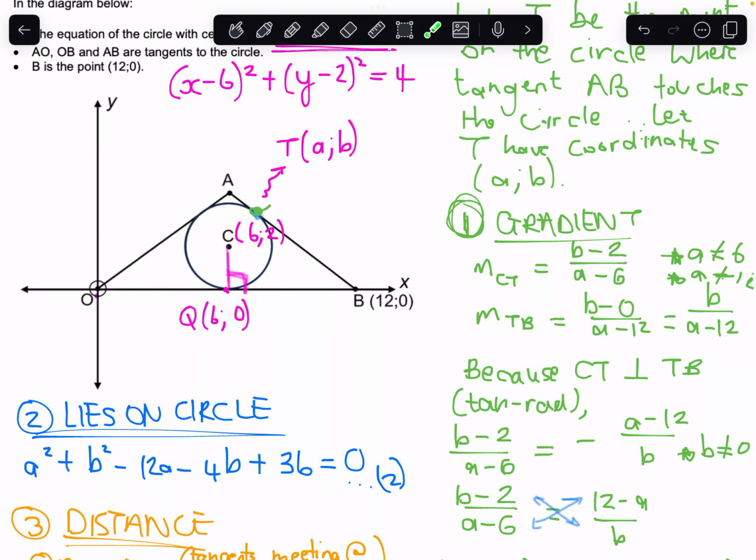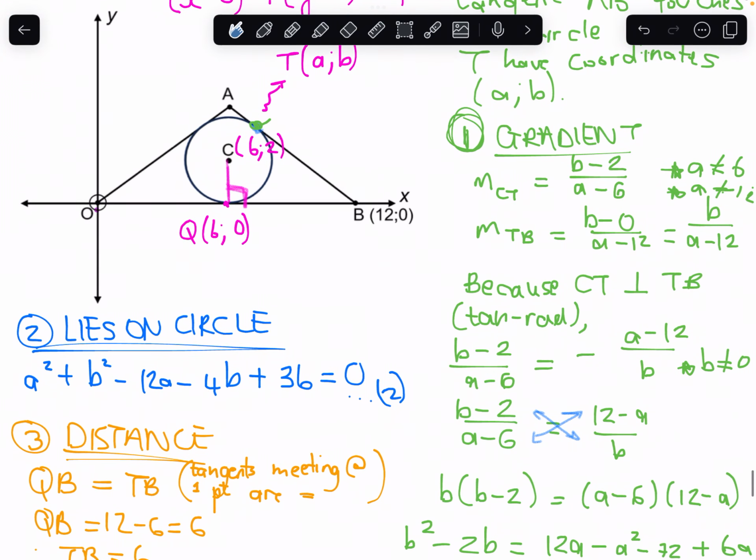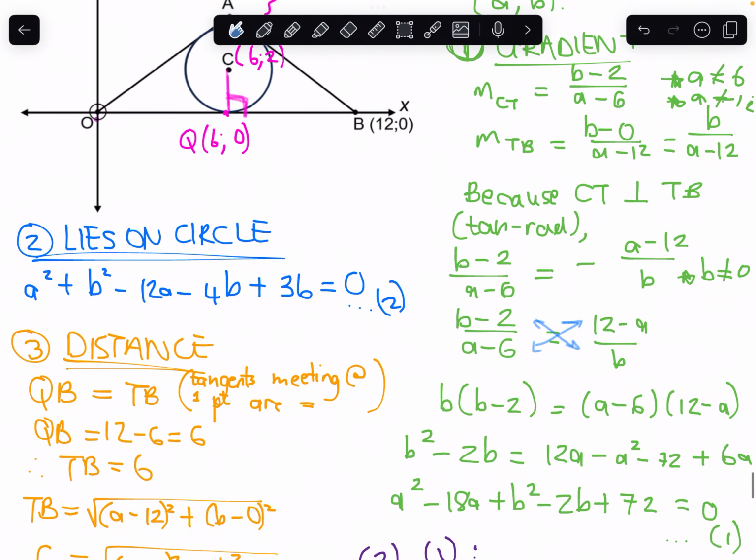We've also already indicated that a can't be 6. And then I did cross multiplying. First I multiplied the minus into this top expression, so it switches these terms around. And then I cross multiply, because I didn't want to deal with fractions. So that gave me b times b minus 2, and a minus 6 times 12 minus a. So on this side, I have b squared minus 2b. And on this side, I've got 12a minus a squared minus 72 plus 6a.